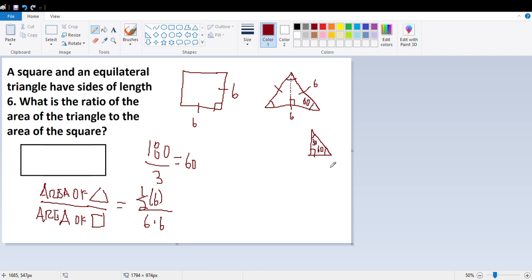And we know that the proportions of the sides in a 30, 60, 90 triangle are 1 for the side opposite to the 30 degrees. It's going to be radical 3 for the side opposite to 60. It's going to be 2 for the hypotenuse.